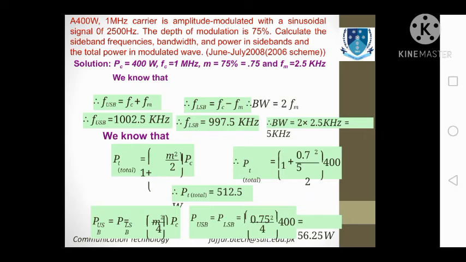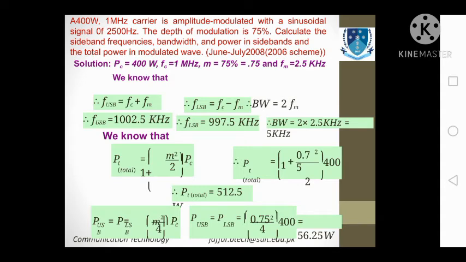So the first thing we do is find the frequencies of the upper sideband and the lower sideband, by using the formula fusb is equal to fc plus fm, and flsb is equal to fc minus fm. If you use the same formula, you will get the frequencies of the upper sideband and the lower sideband, which turn out to be 1002.5 kilohertz and 997.5 kilohertz respectively.